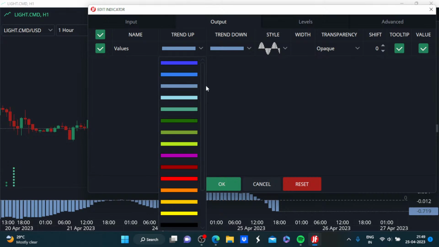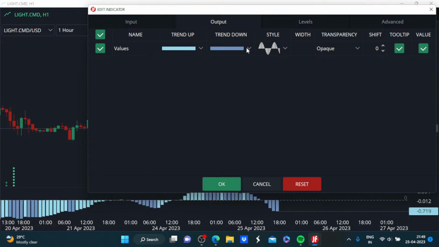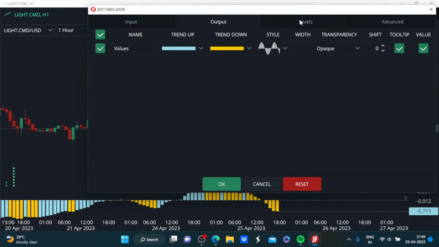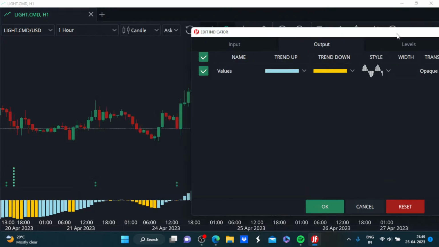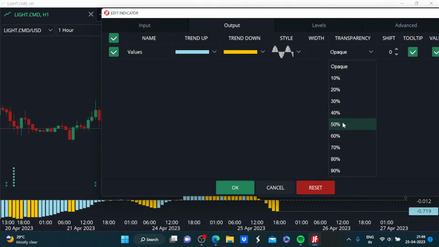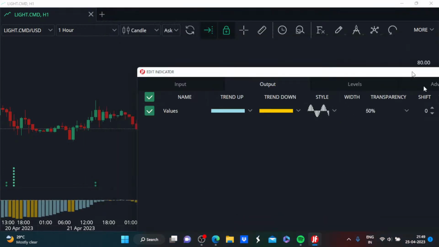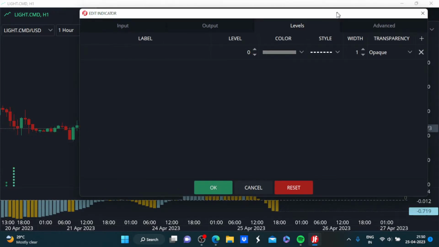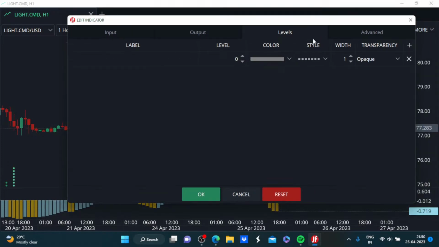Then coming to the output, you can go for different color coding for the trend up and trend down. If you feel like, you can have the styling change. So all these options are there to make it look less or more prominent. Suppose it is looking too prominent, you can go for increased transparency, and now you can see that it is much less visible on the chart. Levels, we have the zero level in place. Above zero is considered bullish and below zero is considered bearish.